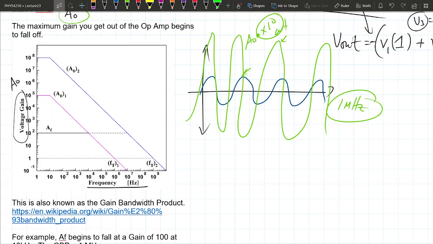So this gain here, it starts off, if you were at 1 hertz for this particular amplifier, it had 10 to the 5, that's 100,000. But as you increase how fast you're changing the signal, let's say you're doing it at 1 kilohertz, now your gain is actually only 1,000. So you're a factor of 100 less than your maximum gain.